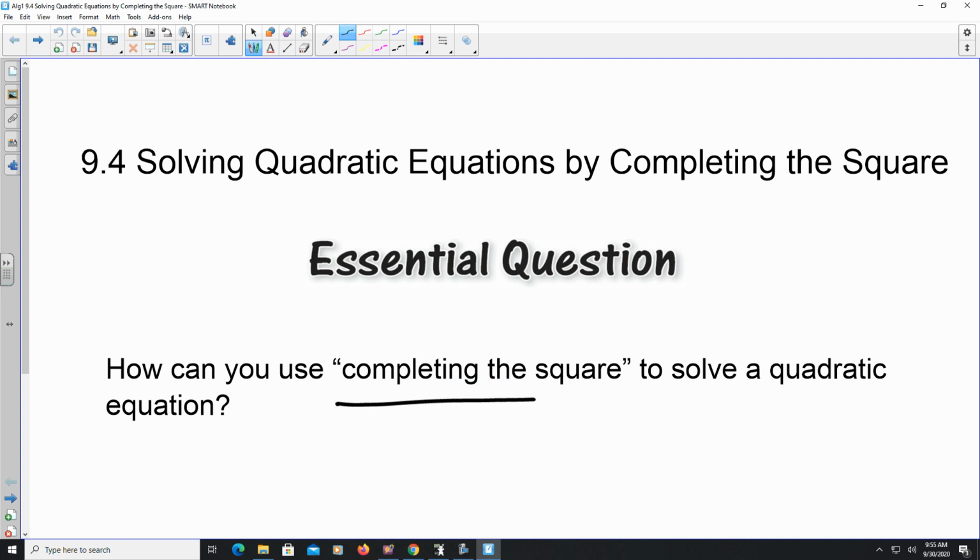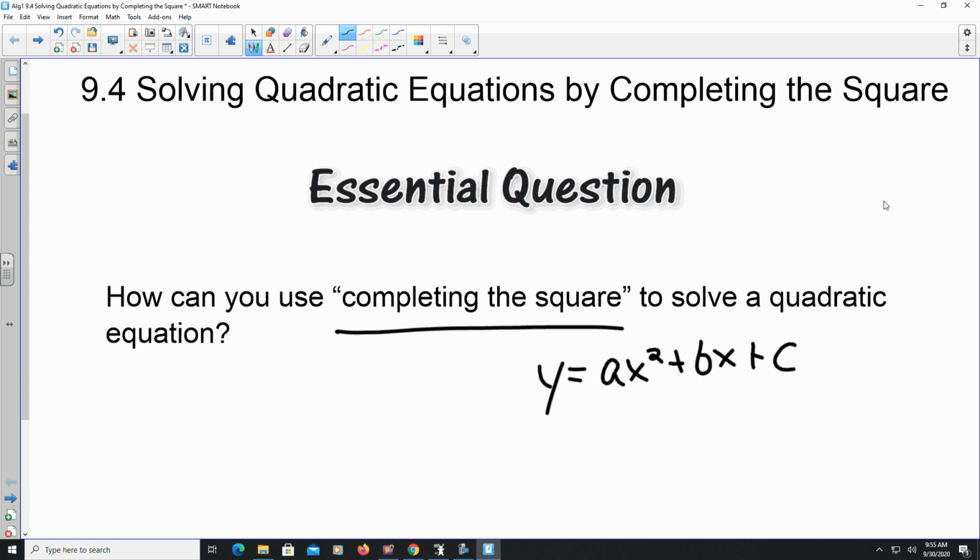The stipulation here for solving a quadratic equation by completing the square is, if we look at the general form ax squared plus bx plus c, the main stipulation is a has to equal 1. It has to equal 1 in order for us to go about solving it through completing the square.